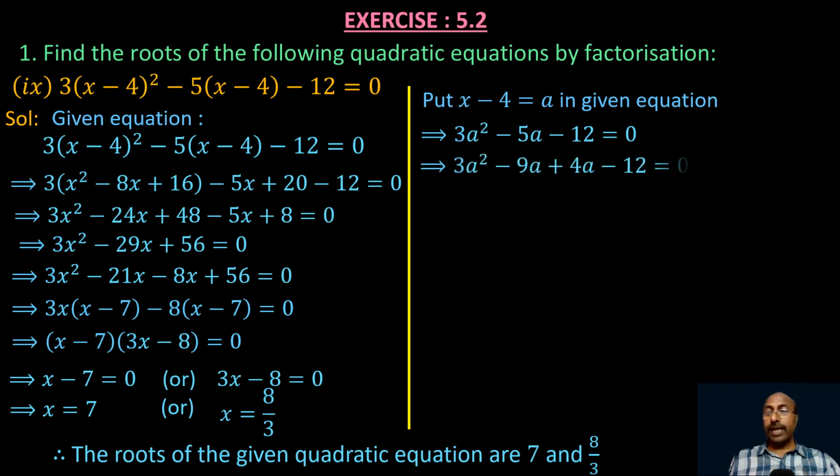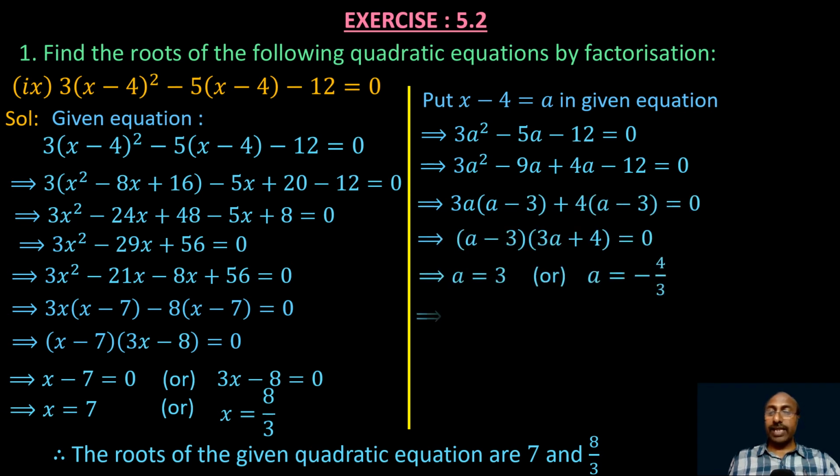So the numbers are minus 9 and 4, because minus 9 plus 4 is minus 5, and minus 9 into 4 is minus 36, which is equal to 3 into minus 12, minus 36. So in the same way we can solve this equation, and we get a equal to 3 or a equal to minus 4 by 3. But we have a equal to x minus 4. So substitute a equal to x minus 4. That is x minus 4 equal to 3 or x minus 4 equal to minus 4 by 3.